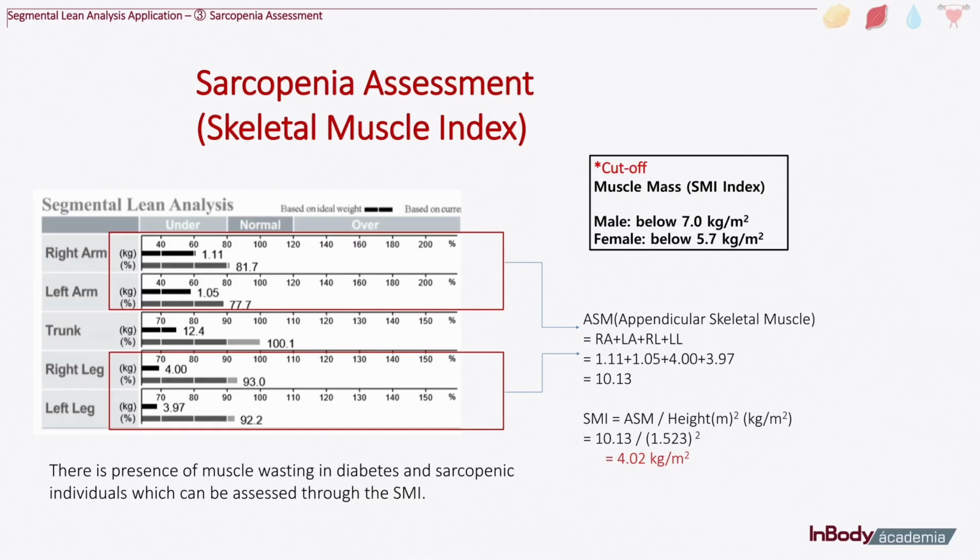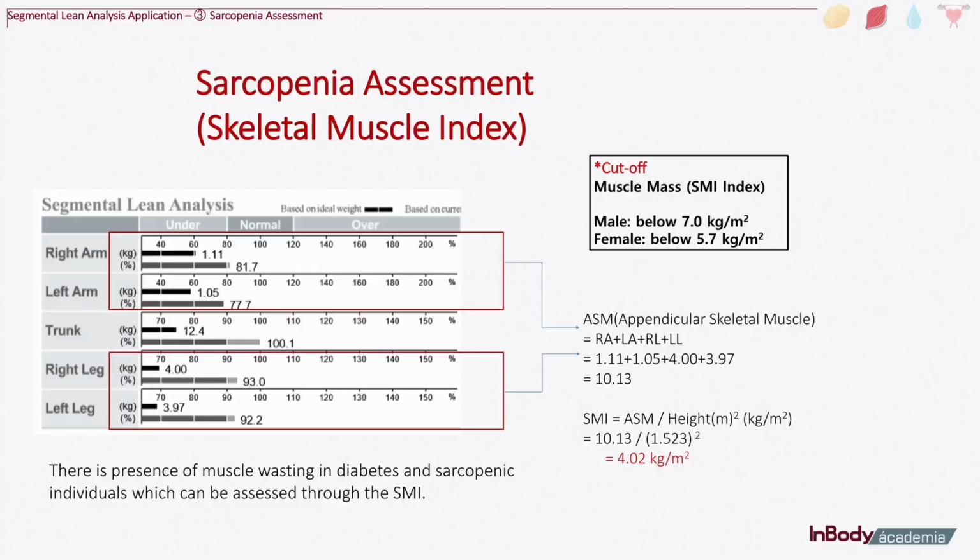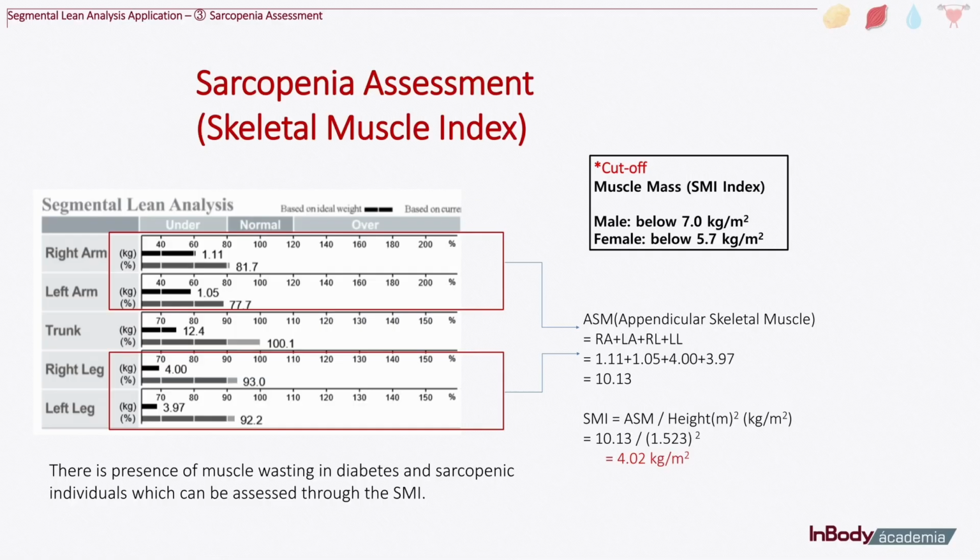If someone has an SMI, skeletal muscle index, below 5.7 and she is a female, then she is sarcopenic. There is presence of muscle loss. While if a male has an SMI below 7, then again the person is sarcopenic. In both of these cases, we need to understand that muscle loss is happening and adequate measures have to be taken to stop the muscle loss. There is a small formula through which we calculate the SMI. SMI is calculated by appendicular muscle mass divided by height squared.